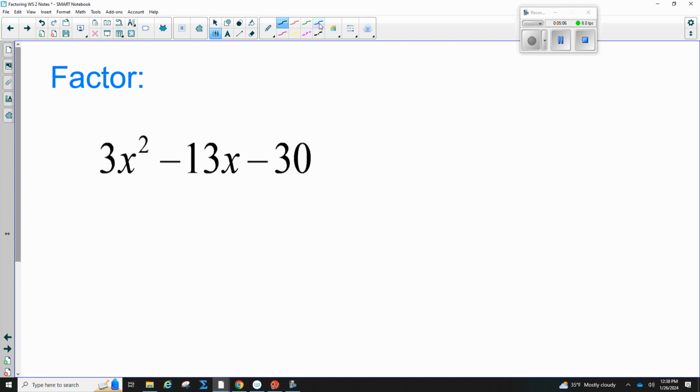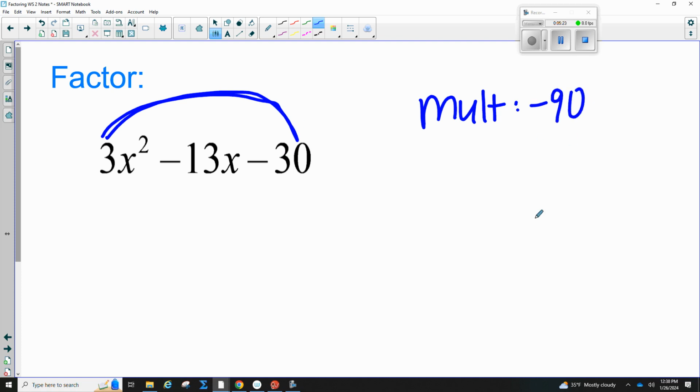All right, we're looking for two numbers that multiply to be what? Not yet, you forgot to multiply. 3 times negative 30 is negative 90. They have to multiply to negative 90. And the same two numbers have to add to be what? Negative 13. Now you have to multiply this one times this one.